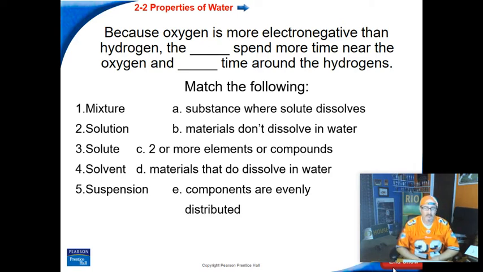And by process of elimination, that means suspension is materials don't dissolve in water. They just kind of hang out there. If they're light enough, they'll hang out up in solution. If not, they'll sink to the bottom. All right. Getting ready to bump ahead in 3, 2, and 1.